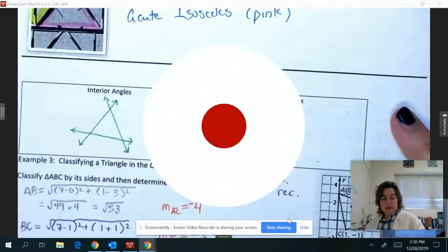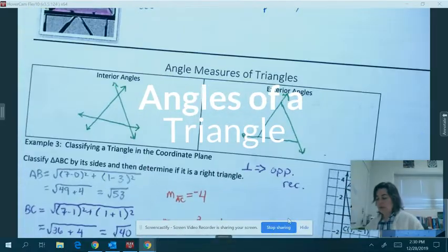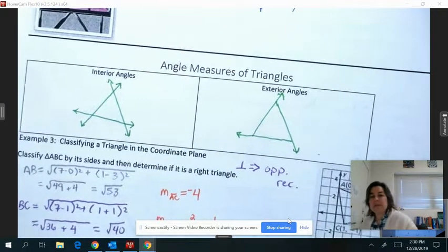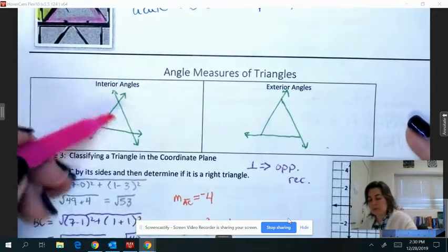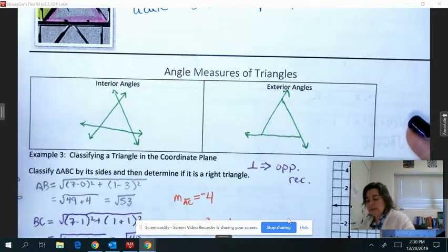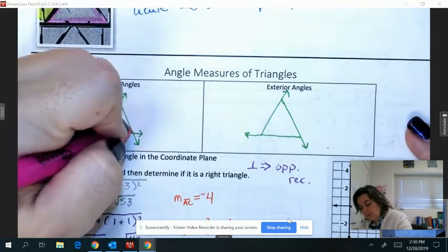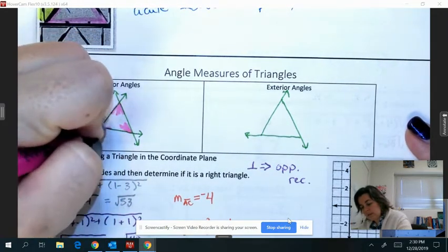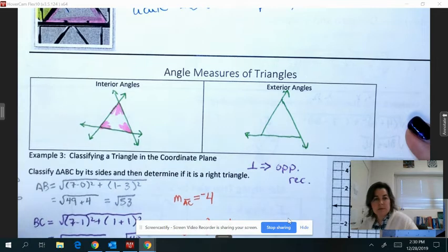Okay, so now let's talk about the angle measures inside of a triangle. We have two different types of angles with triangles. The first one, the one we use the most often, are the interior angles, and this is something you would have learned in middle school. I drew a triangle that was the intersection of three different lines. The interior angles are the ones that are on the insides of the lines. Kind of shade them in pink. Okay, so those are the interior angles.